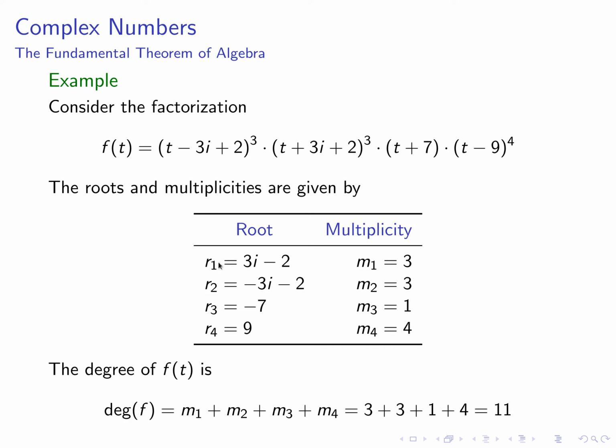It happens to have 4 roots: 3i minus 2, negative 3i minus 2, negative 7, and 9. And the multiplicities of those roots are 3, 3, 1, and 4. One thing to pay attention to here is that this polynomial has 2 complex roots that are not real, and these 2 roots are related by conjugation for this example. 3i minus 2 is the conjugate of negative 3i minus 2.